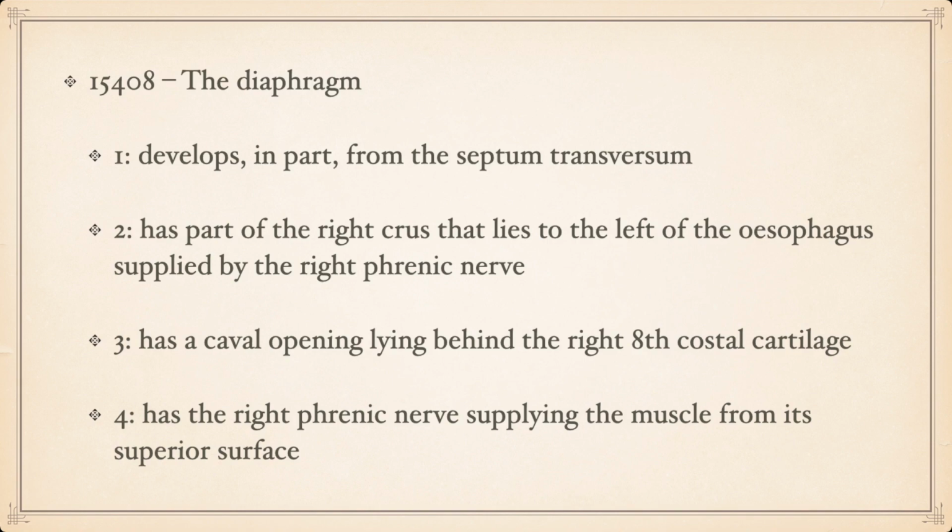Okay, the diaphragm: 1, develops in part from the septum transversum. We said that that was the case when we went through. 2, has part of the right crus that lies to the left of the esophagus, supplied by the right phrenic nerve. That is incorrect. 3, has a caval opening lying behind the right 8th costal cartilage. Incorrect, because remember we said that that was the esophageal opening. The caval opening is in the 10th. And then 4, has the right phrenic nerve supplying the muscle from its superior surface. No, they come from underneath.